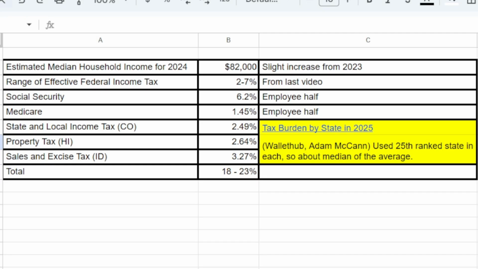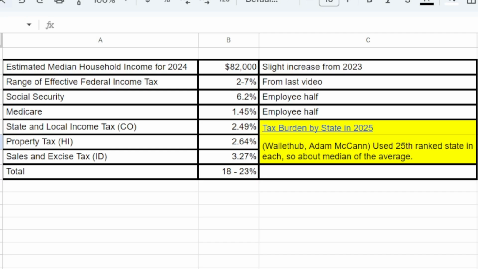On the second line, the range of effective federal income tax. And again, this is from the last video I did, which figured it was about 2 to 7%, depending on the number of dependents. And I assumed married filing jointly. So some people are going to be less than this. A few people might be higher than this as far as the median goes. But 2 to 7% was what I came up with.